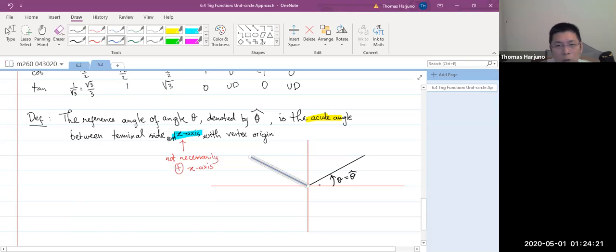Now, on the other hand, suppose I have an angle in quadrant 2. Let me call that alpha, angle alpha. Okay, alpha is in standard position. Now, what is the reference angle? The reference angle is this angle here. That's the reference angle. We call that alpha hat. Notice that alpha hat is 180 degrees minus alpha. Or the sum has to be 180 degrees.